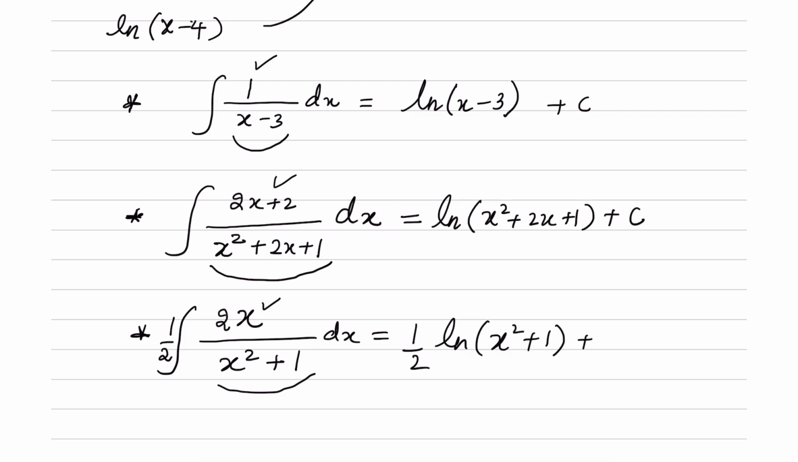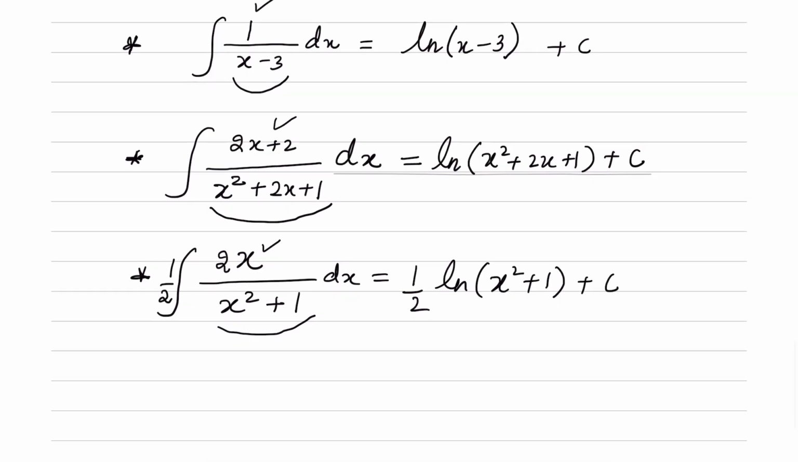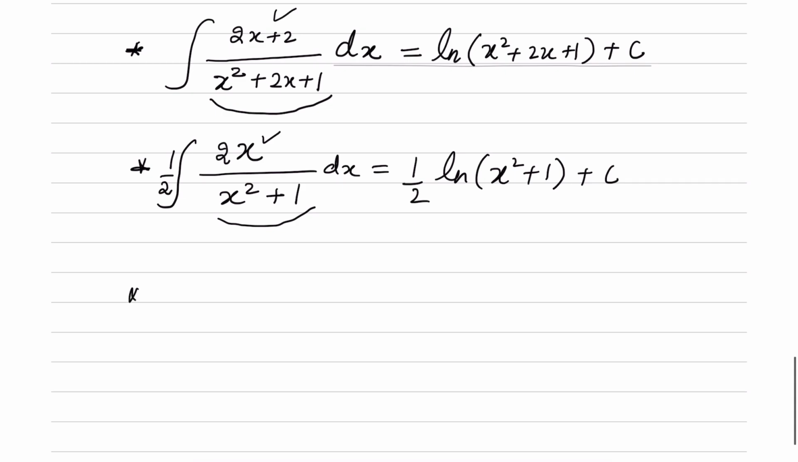So the point is, if you have to multiply by a number and divide by a number, just so that you can have the derivative in the numerator of something which is in the denominator, so that you can put it in the form of ln of denominator, then you can do that. You can multiply and divide by a constant, but definitely you cannot multiply and divide by a variable. So let's have a look again.